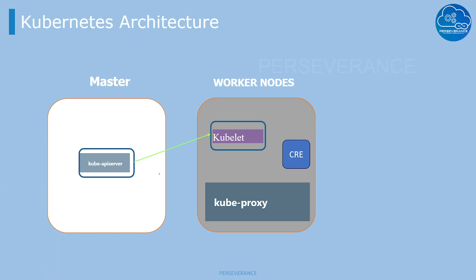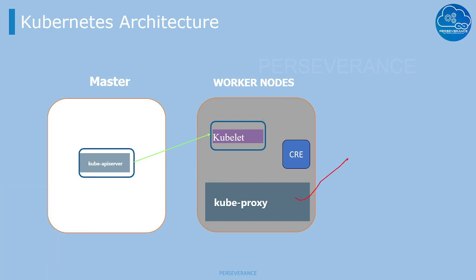The moment kube api server tells kubelet to create a container, kubelet will communicate the same to CRE, which will exactly create the container, and update kubelet, and then kubelet updates the api server. This is the workflow. Now, what is the role of kubeproxy?